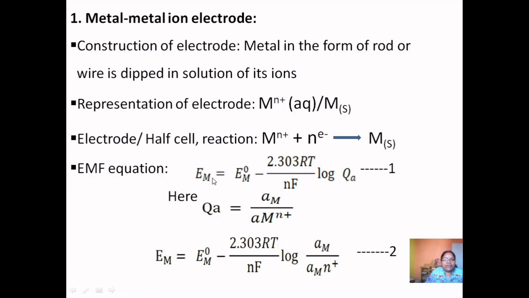So E metal is equal to E0 metal minus 2.303 RT by nF log of Q_a. That is our reaction quotient. Now what is this reaction quotient in this reaction? It is Q_a is equal to activity of metal by activity of metal ion.